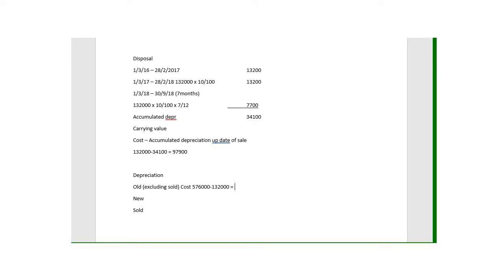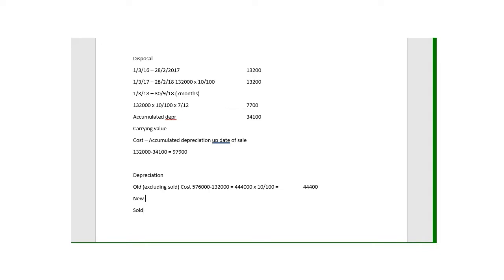So 576,000 minus 132,000 gives me 444,000. And on that, I must calculate the depreciation of 10%, and that would give me 44,400 for old.